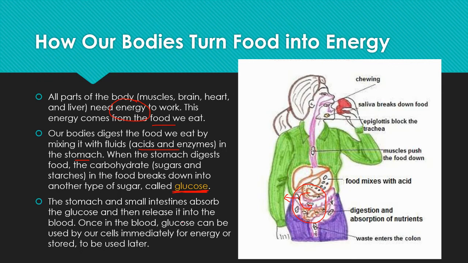And our bloodstream carries the glucose to our cells. The stomach and the small intestine absorb the glucose and then release it into our blood. So this is important. The glucose goes into our blood, and the blood's job is to carry everything around the body. Once in the blood, glucose can be used in our cells immediately for energy or stored to be used later.